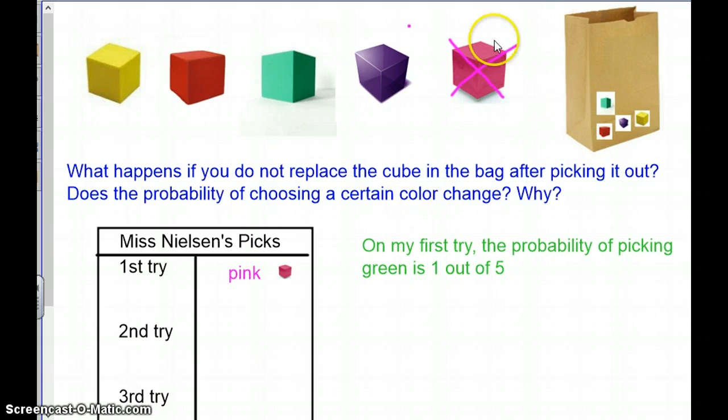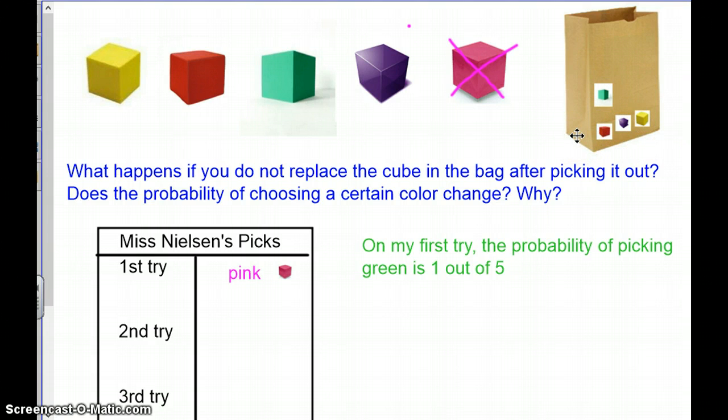So now that I've pulled out that pink cube and written it down in my chart, my pink cube is done. I am not putting it back in the bag. So for my second pull, is my probability going to be the same or is it going to be different? Well, first of all, is there any chance of me pulling out a pink cube? No, there's no chance at all. The probability is 0 out of 4 because there are no longer any pink cubes in the bag, okay?